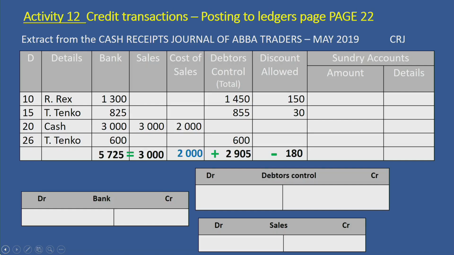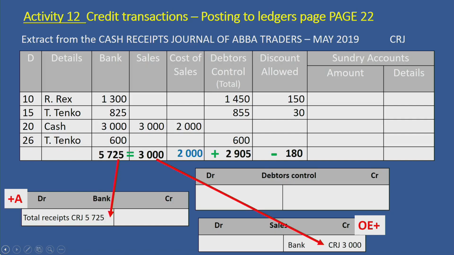You have the memos available, you have the teacher, you'll do it with him or her. But just quickly, how do we decide? Bank asset plus, you should know that by now, and it is posted like that. Total receipts from the CRJ 5725. Now, for every debit, as you know, there must be an equal credit. So I will now have to go credit the sales because it's an income and equity plus with 3,000 Rand.